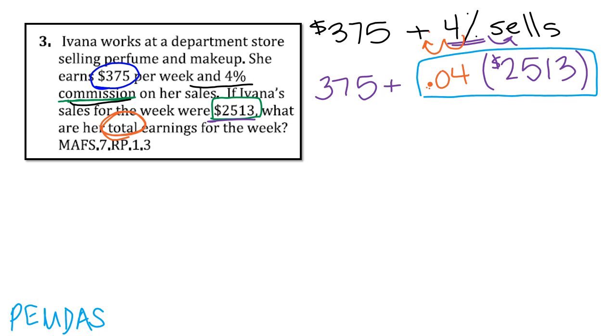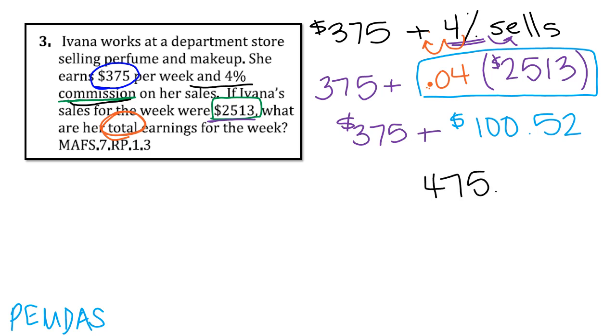And that gave me $100.52. So because Ivana sold $2,513 of items, whatever's at the store, perfume or makeup, she's going to get a $100 bonus that week. And then I'm going to add the $375 that she makes no matter what. And when I add those, it gives me $475.52. So this is how much she's going to make that 1 week.